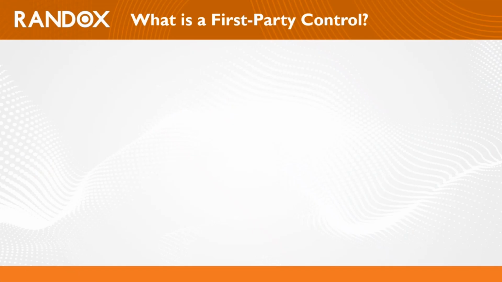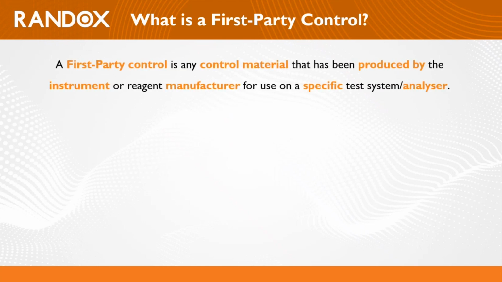As we start off, first we must ask ourselves, what is a first-party control? We're discussing the importance of third-party controls, that's all right, but what is a first-party control? A first-party control is any control material that has been produced by the instrument or the reagent manufacturer for use on a specific test system or on a specific analyzer.